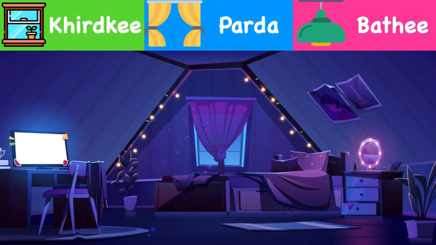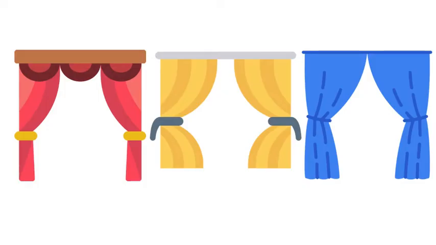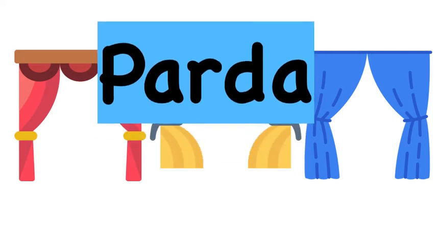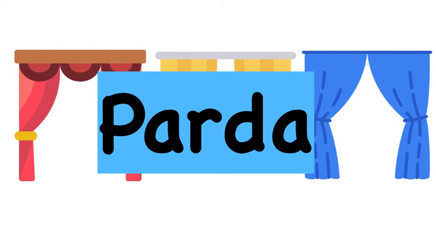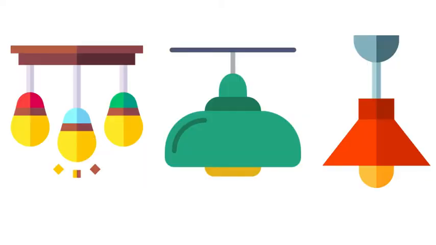Look at the nice lights on in this room. What's light in Hindi? Khidki, parda, or batti? Batti. And what are curtains in Hindi again? Parda. So you see now, there are no words for you to reference at the top. I'm checking to see if you remember these three words.